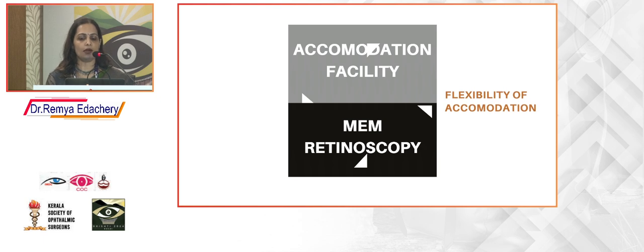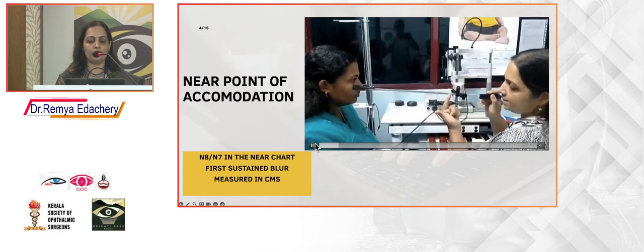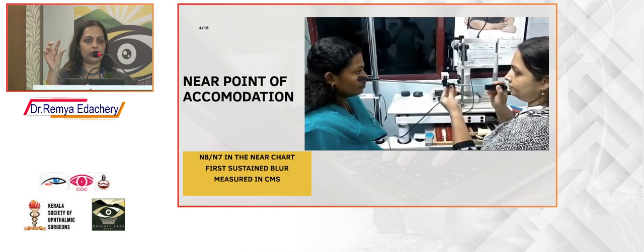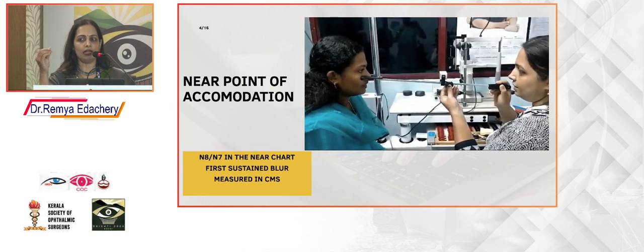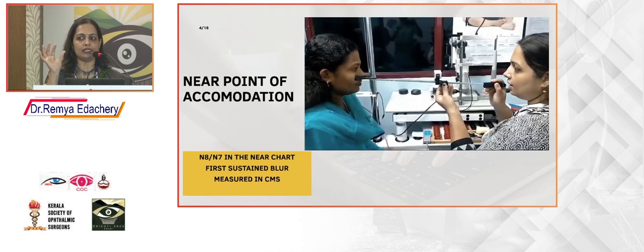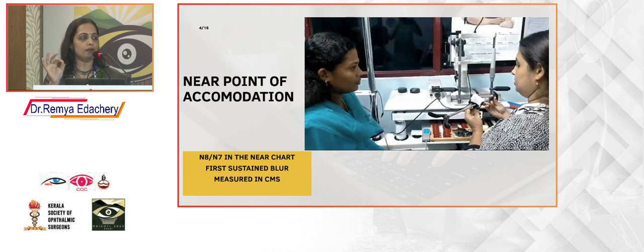Accommodation facility and MEM retinoscopy test the flexibility of accommodation, how much the patient is able to relax and stimulate accommodation. So first coming to the near point of accommodation. This is done with an RAF ruler. You have to explain to the patient to look at the N8 target of your RAF ruler and keep moving the target towards the nose. When the patient sees the first sustained blur, that is very important, sustained blur, you ask the patient to close the eyes and again see. The first sustained blur is measured in centimeters. That is the near point of accommodation.